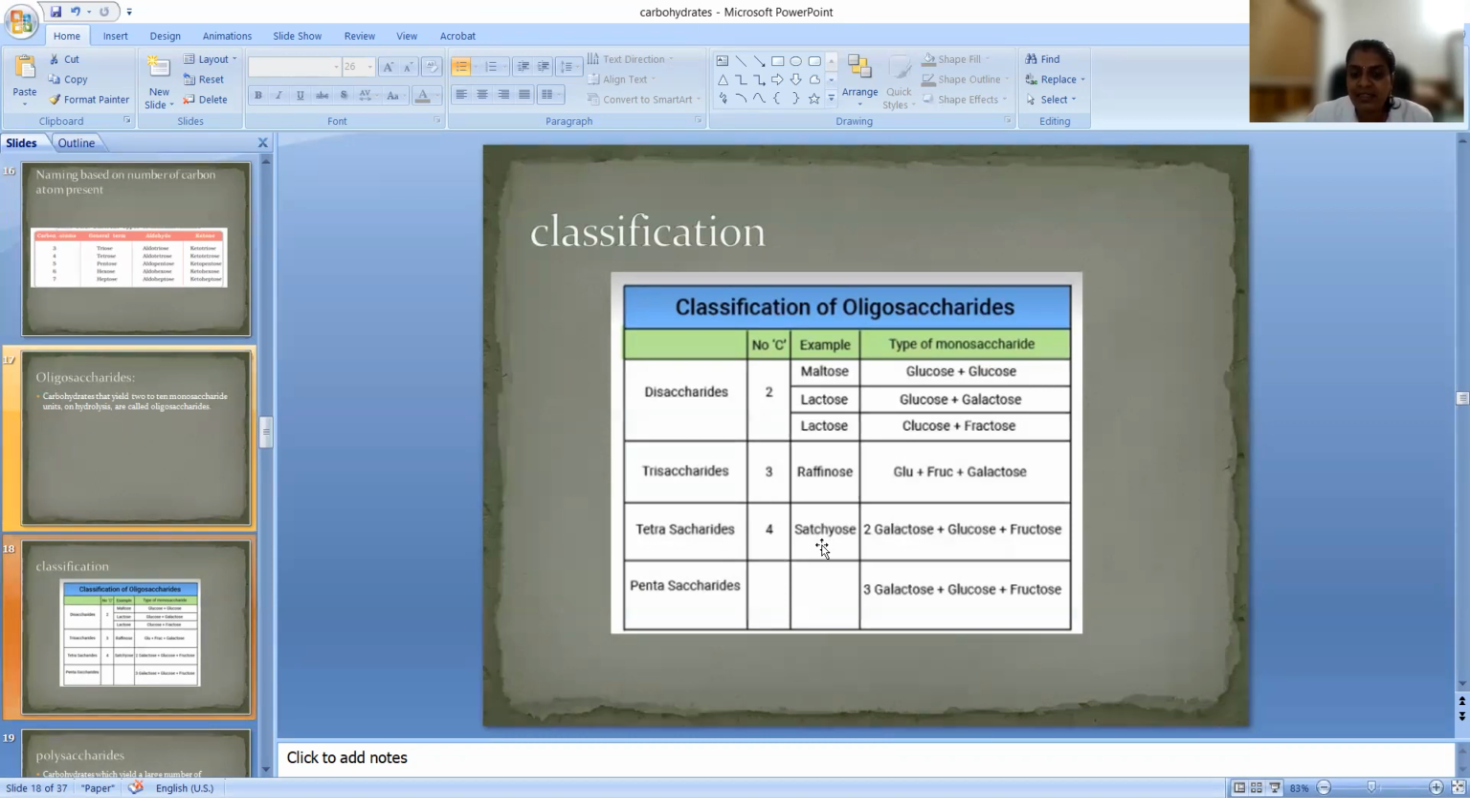Tetrasaccharide is stachyose. When you undergo the hydrolysis, you will get galactose, glucose, and fructose, with 2 galactose there. Now pentasaccharides means 3 galactose, glucose, and fructose. That means on hydrolysis, you will be getting 5 monosaccharide units.